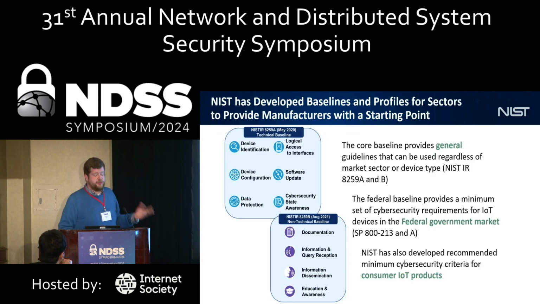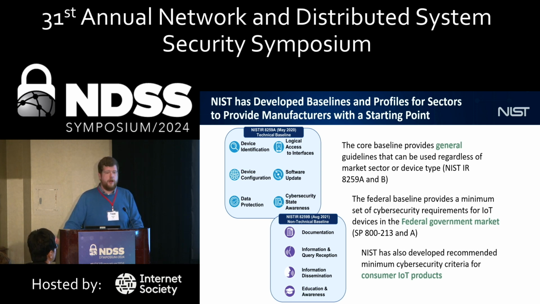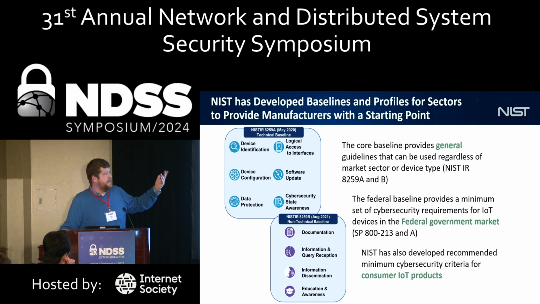So to give manufacturers a starting point in that process, we've also developed a number of baselines and profiles over the years. The core baseline, which is in NIST IR 8259 A and B, respectively, is meant to be good cybersecurity that you'd expect to see in any device or any product for any IoT application. So there shouldn't necessarily be any concepts here that are foreign even to a laptop or a smartphone, but in IoT, hitting all six of these technical requirements, or baseline requirements, and all four of these non-technical ones is at least where a lot of cybersecurity issues start for customers.